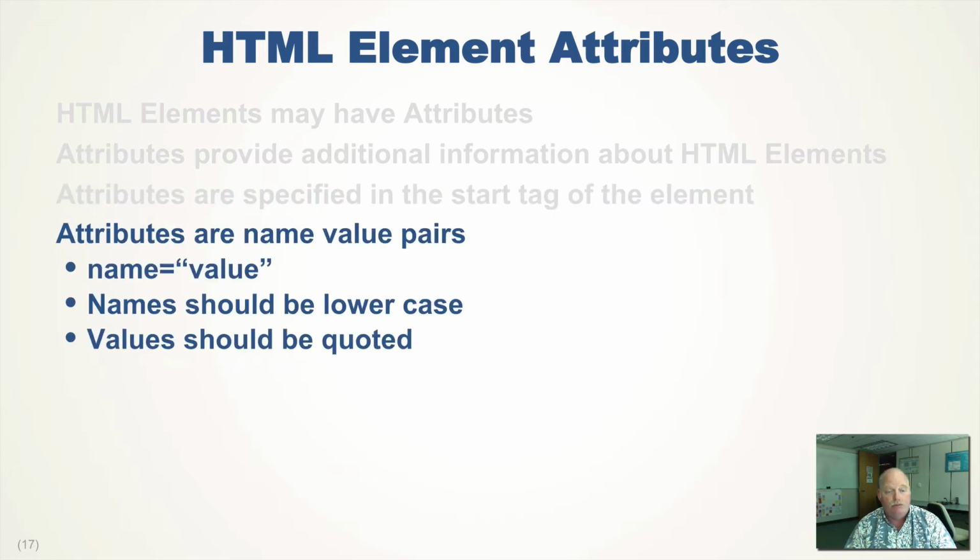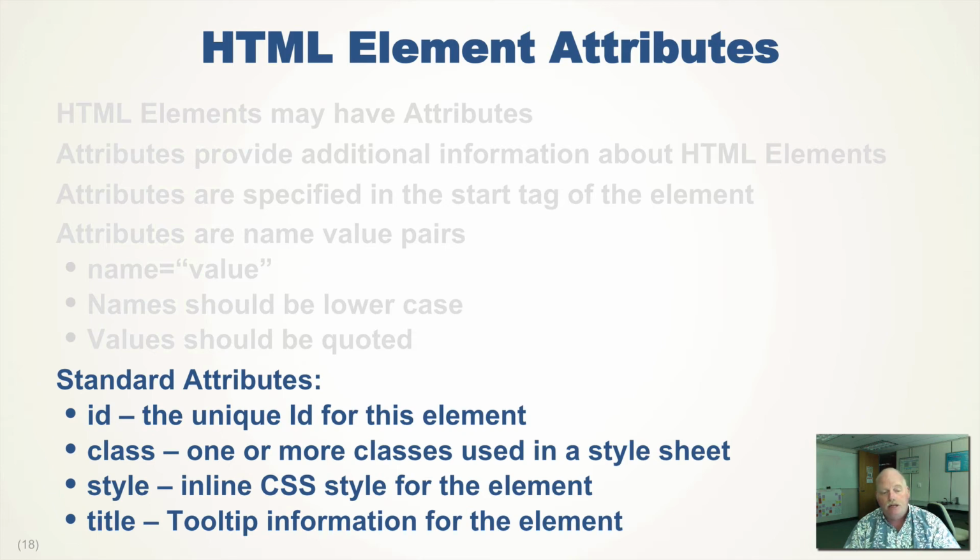Attributes are name value pairs. So you say attribute Fred equals and then the value. And the name could be things like ID, class, anything you want, and then the value is the value. Names should be lowercase, and values should be quoted, because they're basically just strings. You can have spaces, you can have all sorts of characters in the string.